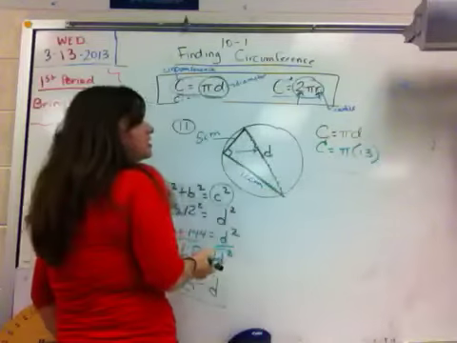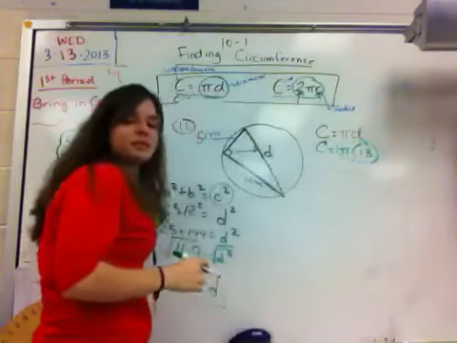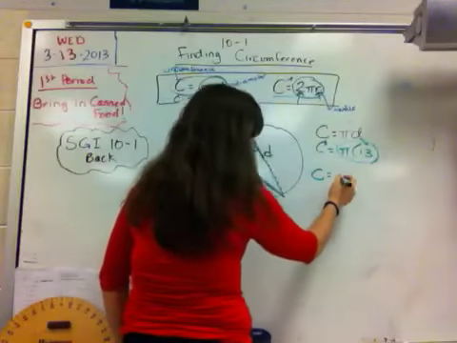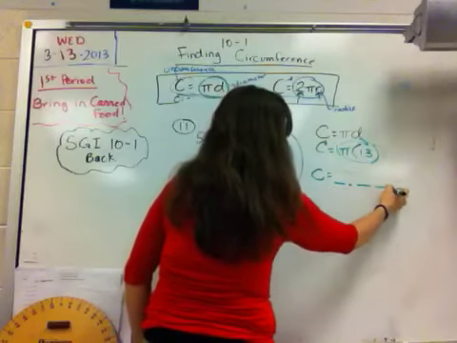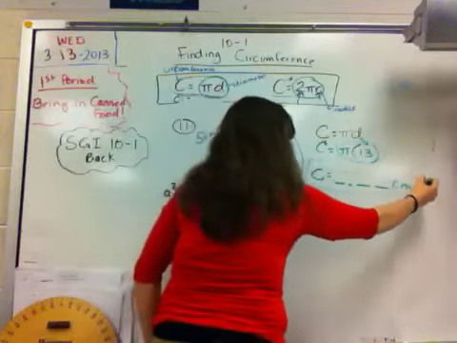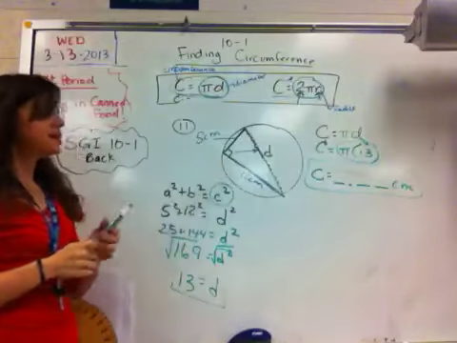13 centimeters is my diameter. Can you just punch this in your calculator and get the decimal? Okay, please do that now. Round it to 2 decimal places. Remember to put on your units, which is centimeters. Whatever that decimal is, that is your circumference of this circle.